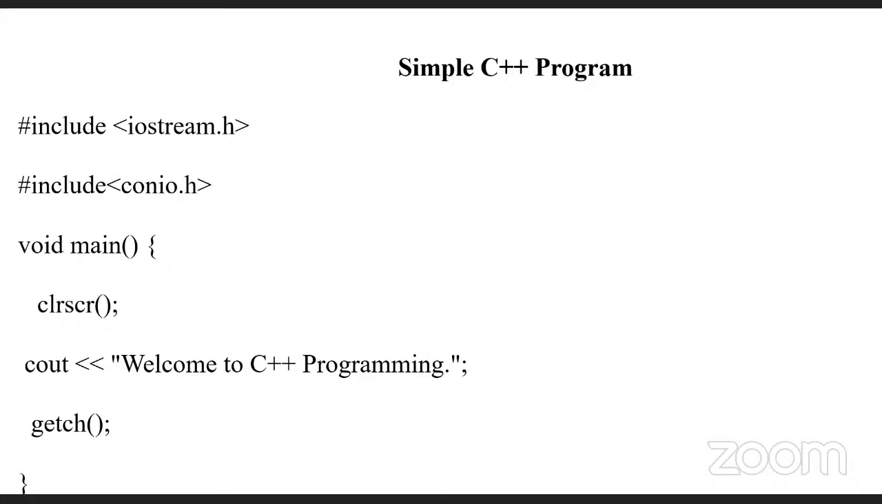There is a difference between cin and cout. But in C programming, if you want to print, you can use printf. If you want to store, you can use scanf. So that is the main difference between C and C++.